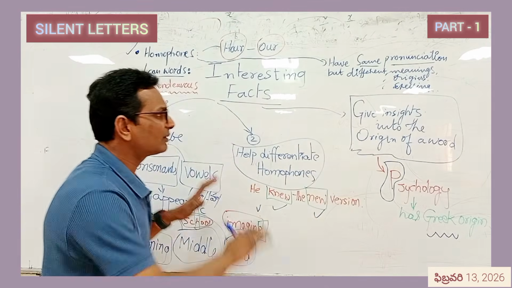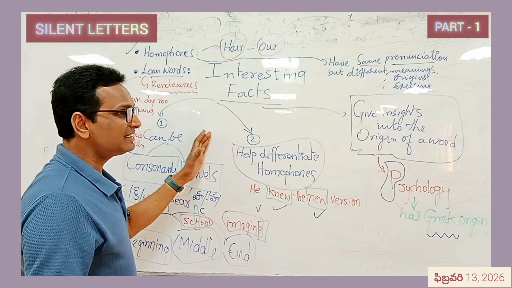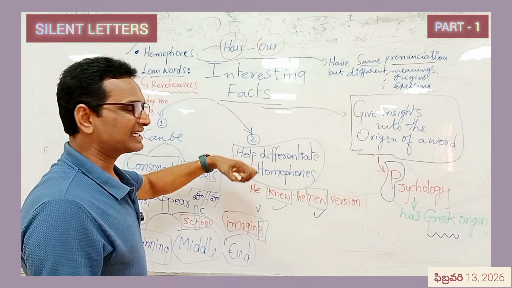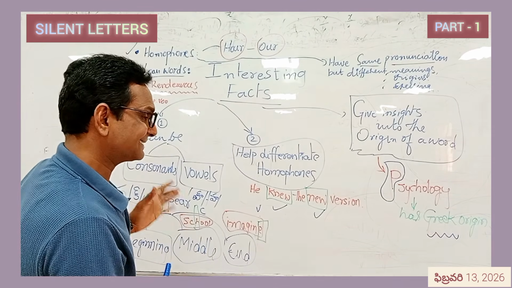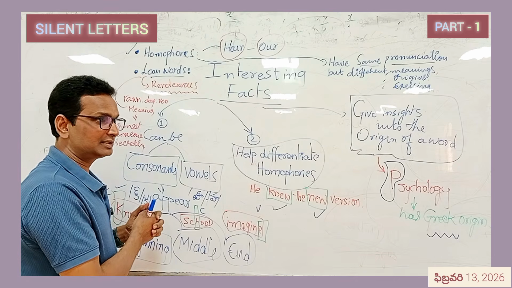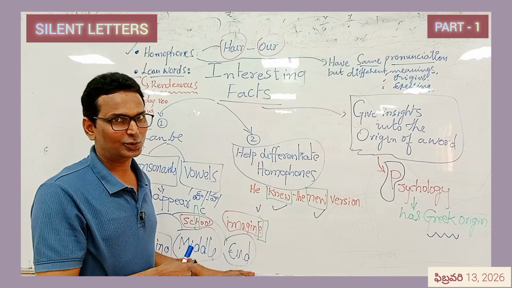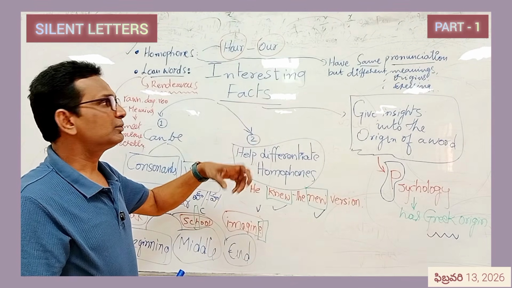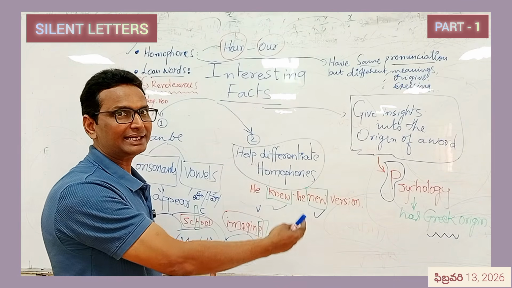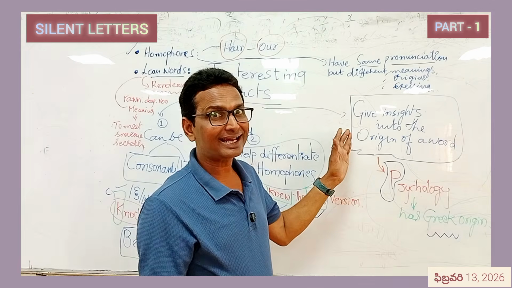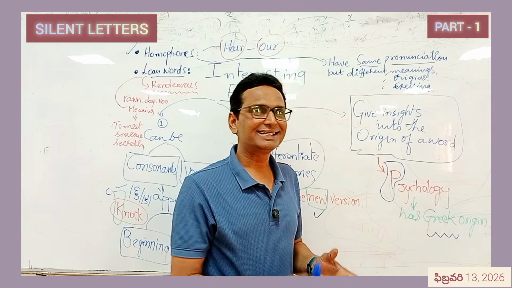Okay, friends, we have come to the conclusion of this entire discussion now. In this particular video, we have seen and learned interesting facts of silent letters. The first one is that silent letters can be consonants and vowels, and they appear at the beginning, in the middle, as well as at the end of words. And second, the most important interesting fact is they help us differentiate homophones. KNEW and NEW are the best examples, and they give insights into the origin of words. The best example is psychology, which has come from the Greek language.